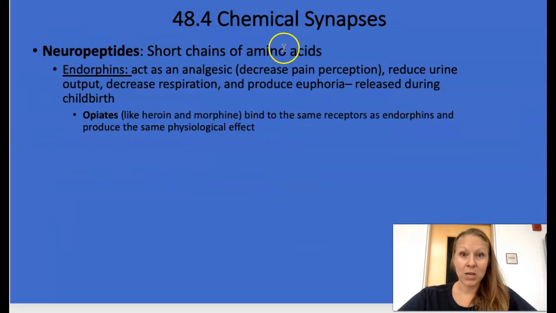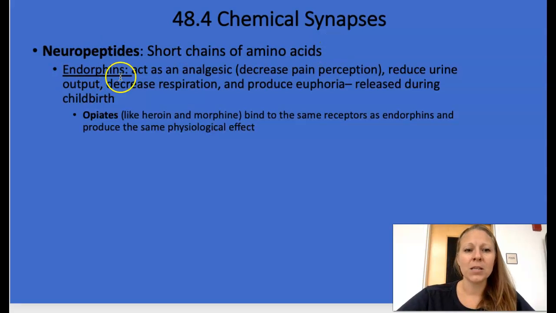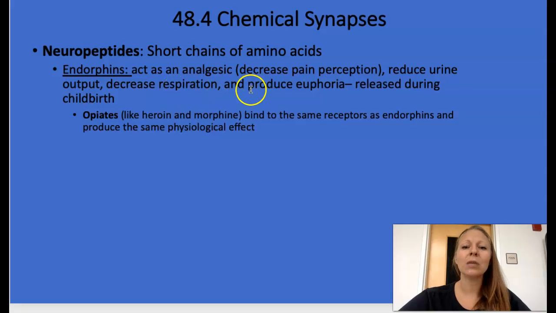Neuropeptides, these are short chains of amino acids. An example of neuropeptides are our endorphins. These act as an analgesic, which decreases pain. Like sometimes when we take a pain reliever medication, those are analgesics, and they decrease pain perception. They can also reduce urine output and decrease respiration, but most importantly, they can produce euphoria. Your body is going to naturally produce and release endorphins during childbirth. And after you exercise, you feel great. You feel like you can take over the world because your body is releasing endorphins. You have a sense of euphoria.